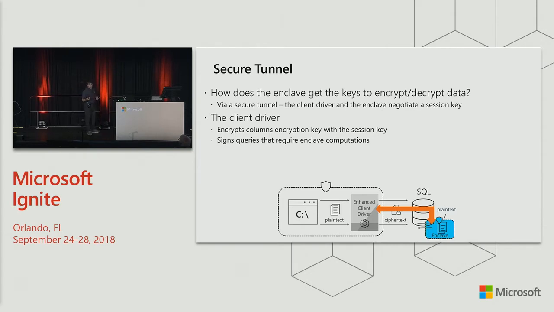This challenge is addressed by the client driver creating a secure tunnel, a secure session to the enclave. This is done transparently during the normal connection setup process using the TDS protocol, which we have enhanced. During that part, the client and the enclave negotiate a shared secret using the Diffie-Hellman protocol, and the client can use that shared secret to encrypt column encryption keys that can now be securely passed to the enclave, so the enclave can perform cryptographic operations on the data. The client also signs queries so that we have guarantees that only properly signed queries can be executed inside the enclave. So there is some security-in-depth protection that we have added as well, okay?